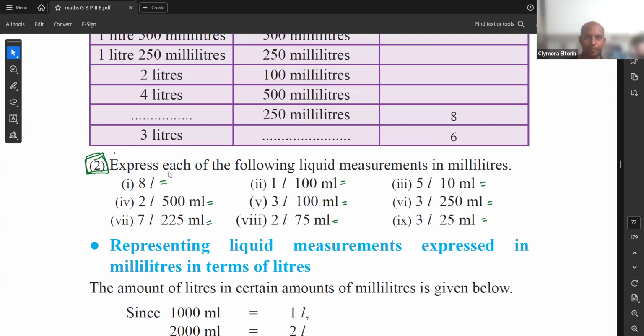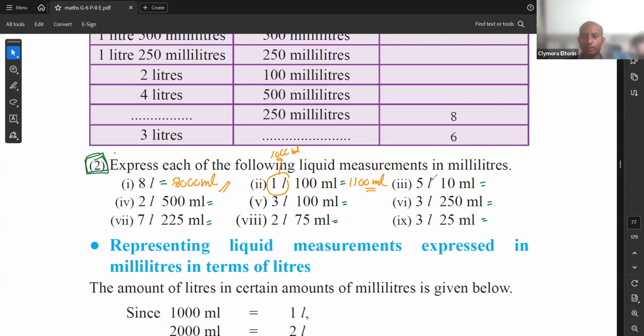Express each of the following liquid measurements in milliliters. Let's see the answers. 8 liters, very simple one. 8 liters means 8,000 milliliters. Second one, 1 liter and 100 milliliters. 1 liter means 1,000 milliliters, and another 100, so 1,100 milliliters.